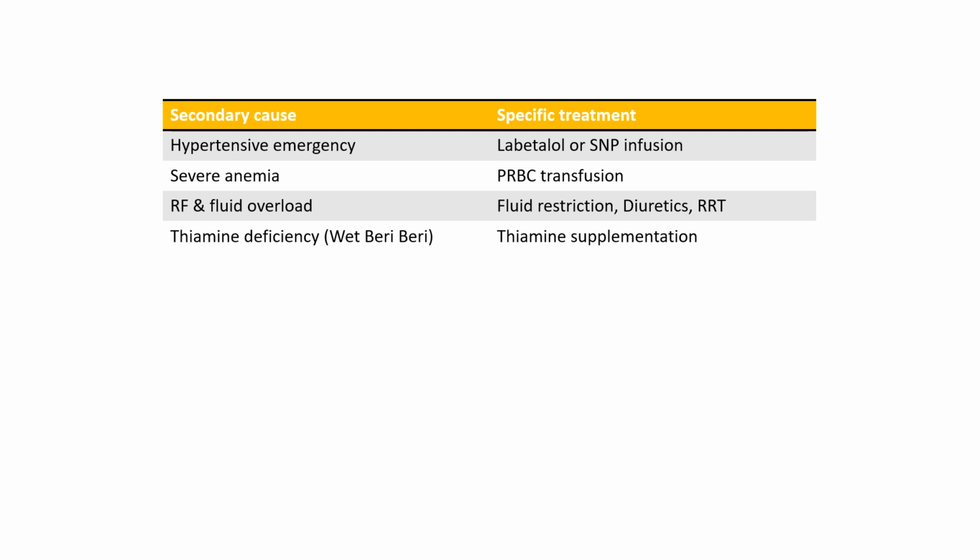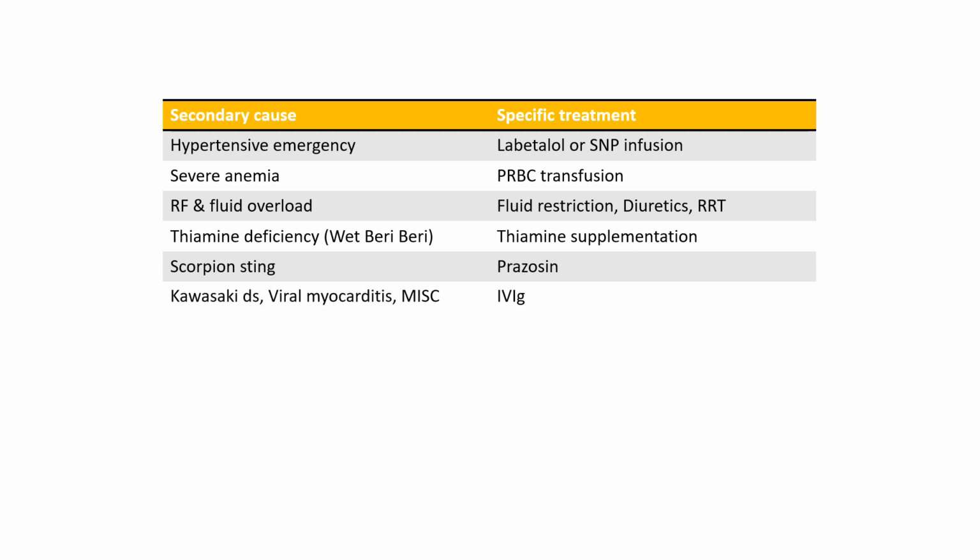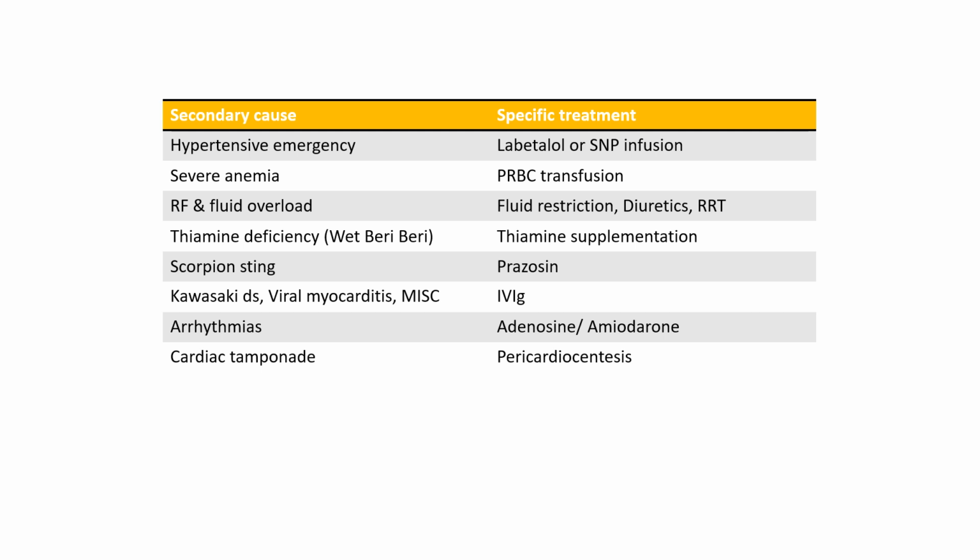Thiamine deficiency or wet beriberi, which is not a very common cause of heart failure, includes thiamine supplementation. But in patients in which you are not able to decipher the cause, it is better to supplement thiamine. Scorpion sting, you give prazosin for the management of the same. Kawasaki disease, viral myocarditis and multi-inflammatory systemic syndrome, you need to give IVIG. Arrhythmias, you give adenosine or amiodarone.